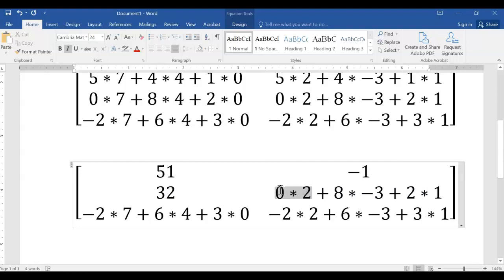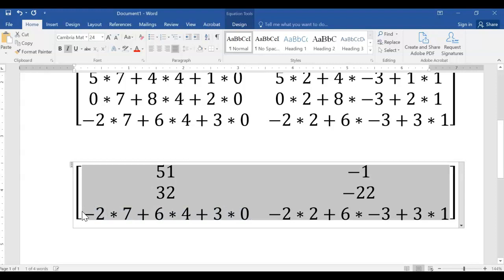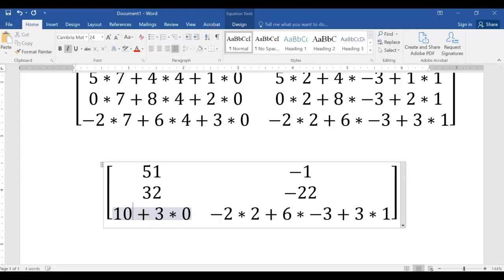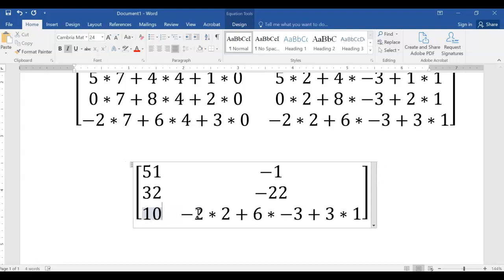Similarly here, we can ignore that. 0 times 2 is 0. But we get 8 times negative 3, that's a negative 24, plus 2. So we get negative 22. Negative 2 times 7, that's negative 14, plus 24, plus 0, gives me a nice 10. Negative 14 plus 24 gives you a 10, plus 0 is nothing.